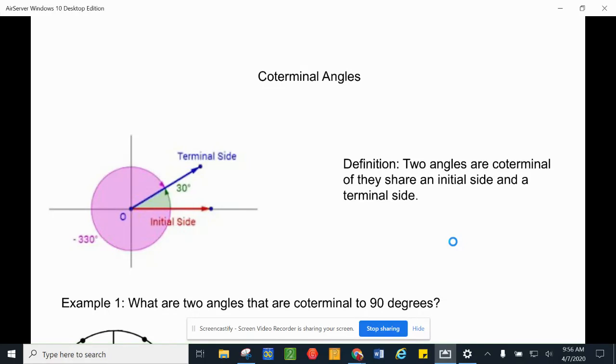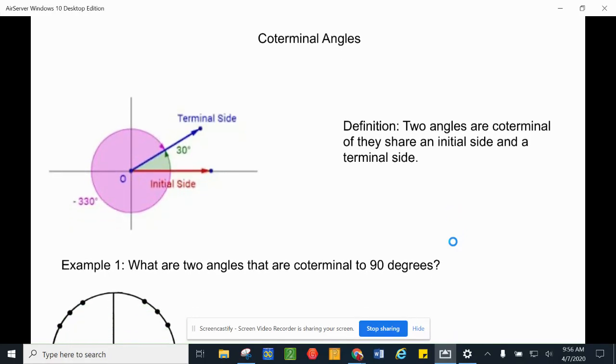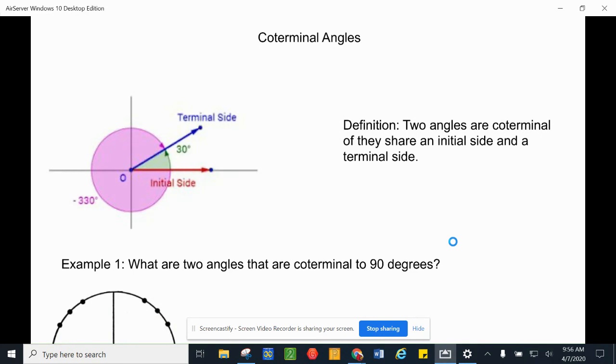All right, let's first break out a definition of what a coterminal angle is. Two angles are coterminal if they share an initial side and a terminal side. So you have a visual example here. You have 30 degrees, but then you also have negative 330 degrees, because they start at the same spot and they end at the same spot. That's called coterminal.